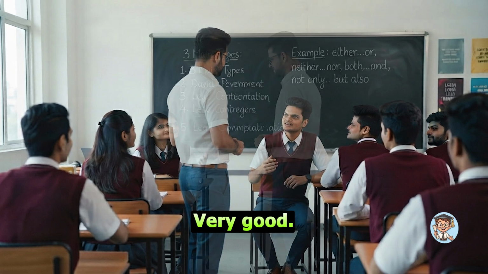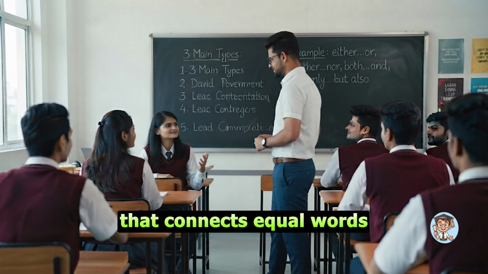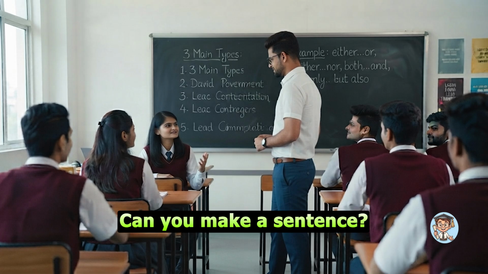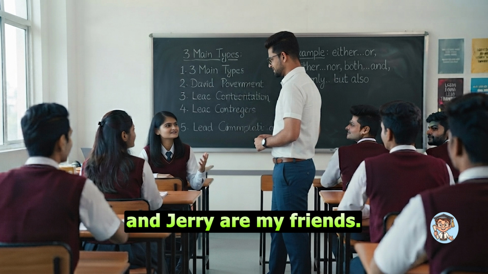Very good. Anna, what is a correlative conjunction? It is a pair of conjunctions that connects equal words or ideas. Great. Can you make a sentence? Both Tom and Jerry are my friends.